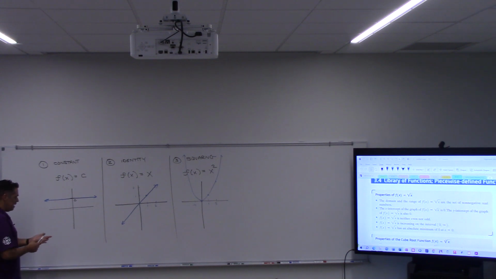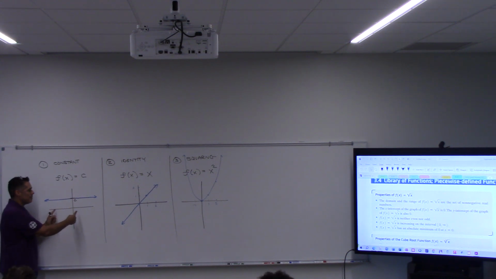Okay, so let's stop with these on the board right now and let's just talk about something. You ready? It's going to be fast. Domain. All real numbers, -infinity to infinity. Range. C. That's it, right? Even or odd? Even. Reflection over the y-axis is the same function. Yes? Increasing, decreasing, constant? Constant. Where is it constant? All the time, right? You see what I'm doing?